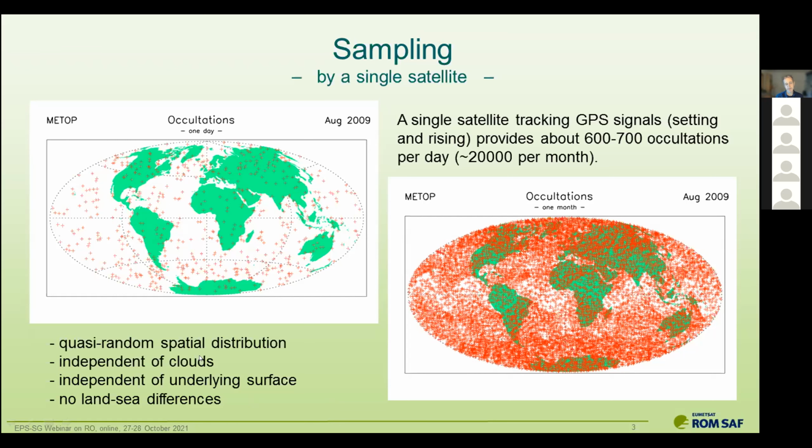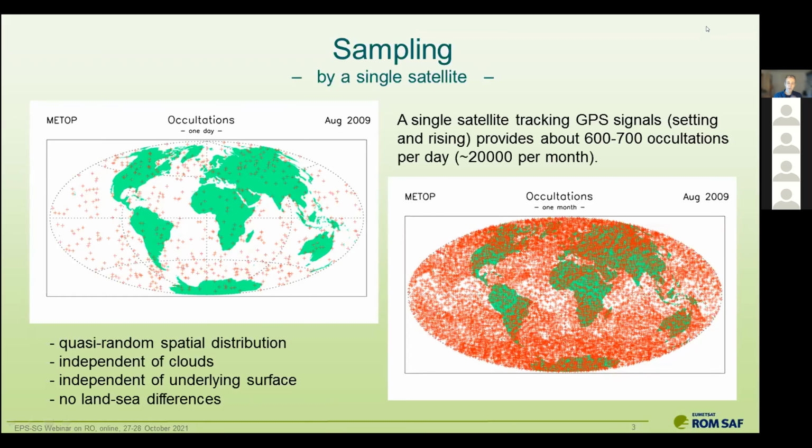It's also independent of clouds because it's a microwave instrument, and it's independent of the underlying surface. There are no dependencies on surface emissivity and things like that, and also no land-sea differences. These characteristics make it a truly global observing system.